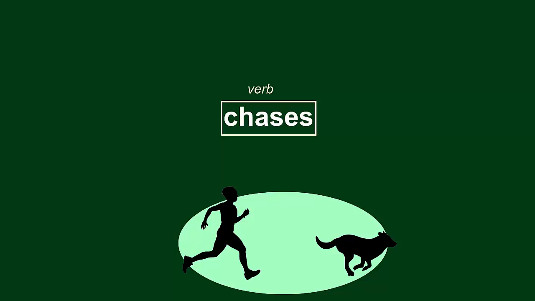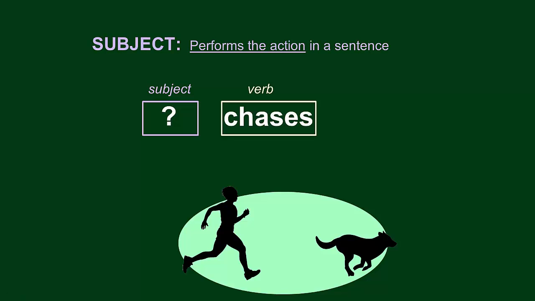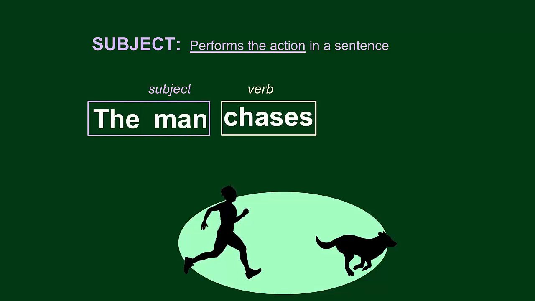After all, you're left with some important questions. For example, who is doing the chasing? Or in other words, who is performing the action of the verb? The answer to that question is the subject of the sentence. The subject of the sentence is the noun or pronoun that is performing the action. So, in our original sentence, who is doing the chasing? Well, that would be the man. So the man is the subject of the sentence, because the man is the one performing the action in that sentence. The man is the one doing the chasing, and therefore the man is the subject.